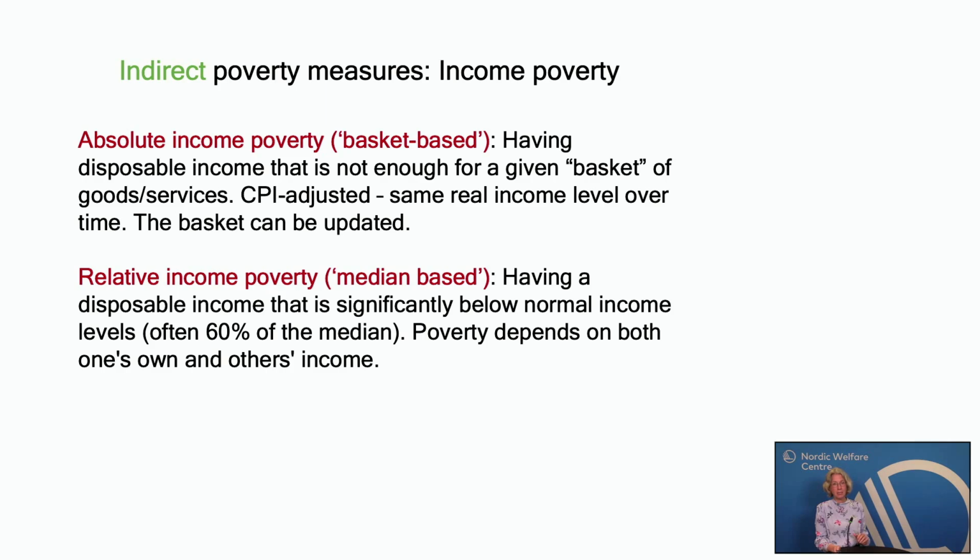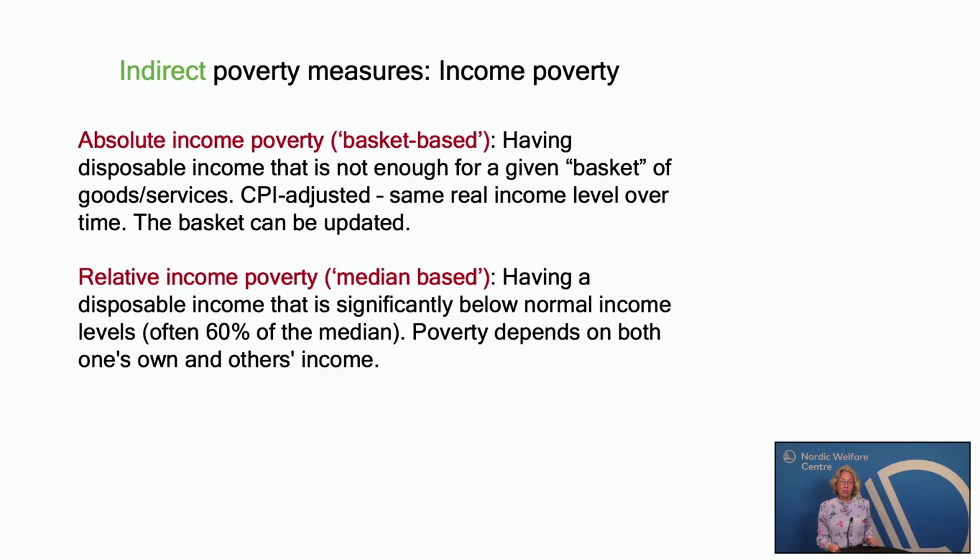It's median-based. That means having a disposable income that is significantly below normal income levels in your country. And often the limit is set at 60% of the median. So this measure depends on both your own income and others' incomes. So if your situation improves, you can still become poor if other situations improve even more.